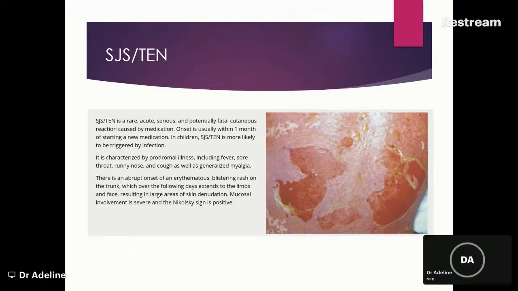So they usually have prodromal symptoms like fever, sore throat, runny nose, cough, and generalized myalgia. And then there is an abrupt onset of erythematous blistering rash on the trunk, and this just extends all over the body, to the limbs, to the face, and this results in large areas of skin being denuded. And in this case, even the mucosa is involved, which is really severe, and the Nikolsky sign is positive. In these cases, they need immediate admission, mainly to the intensive care units, and appropriate management.